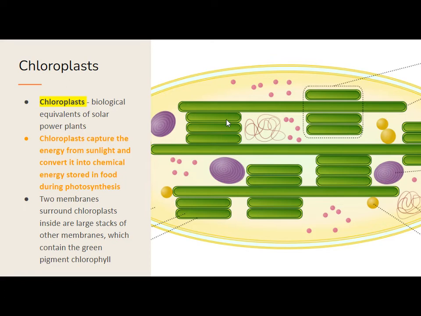So again, you're going to draw an oval shape with stacked coins like that, just in this image. They capture energy from sunlight and convert it into chemical energy, specifically stored as food in photosynthesis. There are two membranes that surround the chloroplast, and inside of these membranes are these stacks. And inside of these thylakoids is the pigment chlorophyll. Chlorophyll is what actually makes plants green. There are other pigments in there. Green pigment is just the one that is the most abundant.